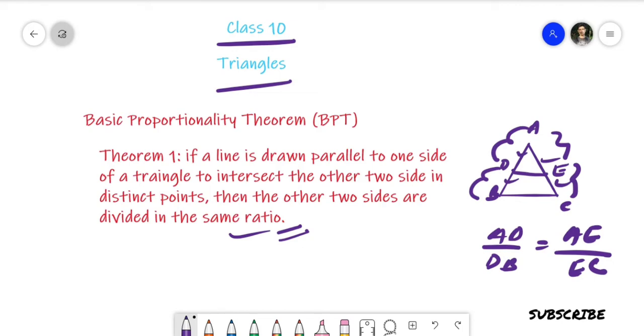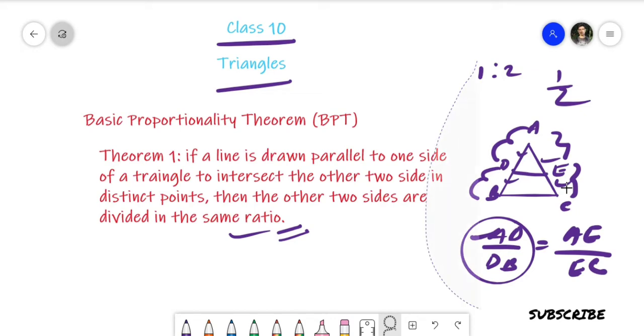So I'm going to start from the beginning. I hope you have understood. This theorem says this one. You see, then the other two sides are divided in the same ratio. So the ratio we can write like this, like 1:2. We can write it like this, 1/2. So let's start then.